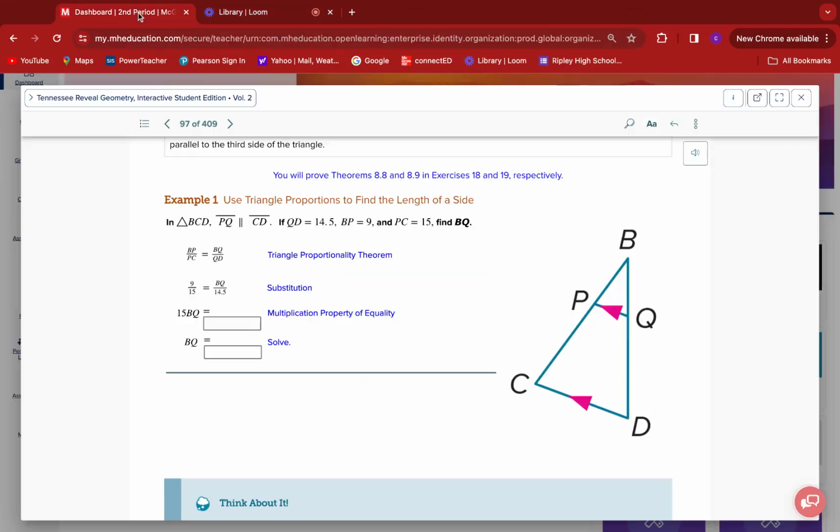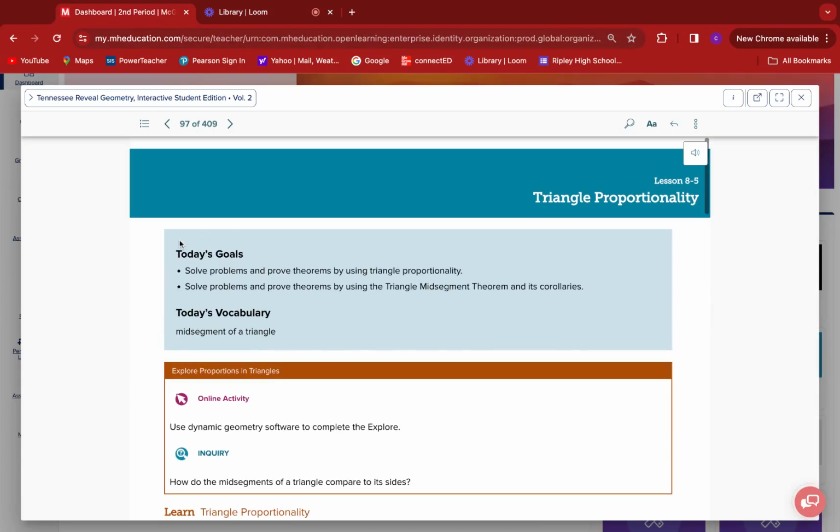Hey everybody. So someone asked me to do lesson 8.5, and since I have not done that yet, and someone's requesting it, here we go. All right, so I'm in unit 8, and this is lesson 5 on triangle proportionality.